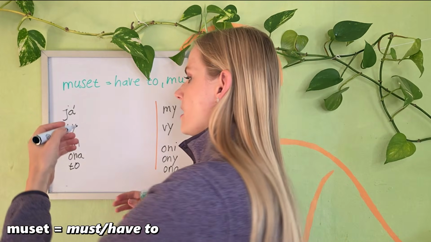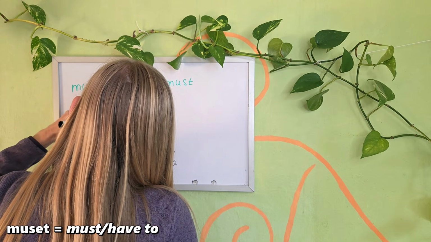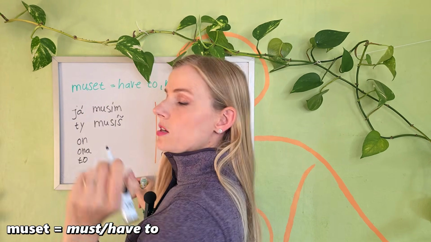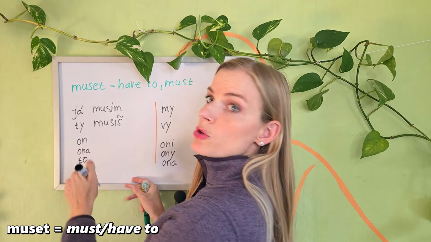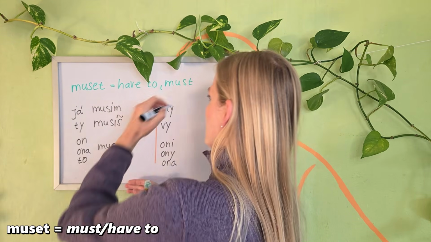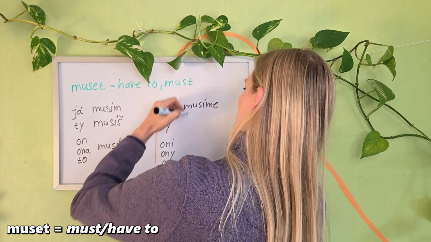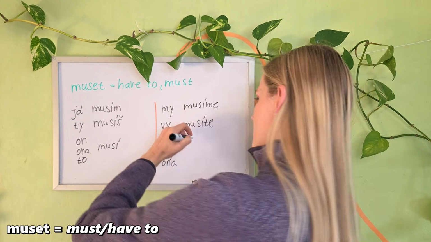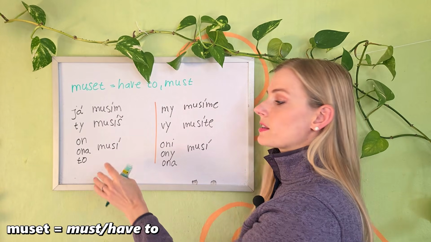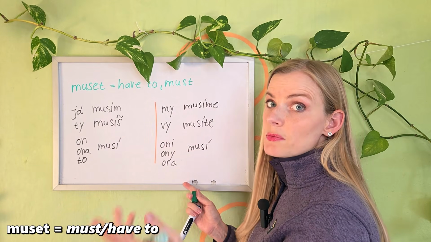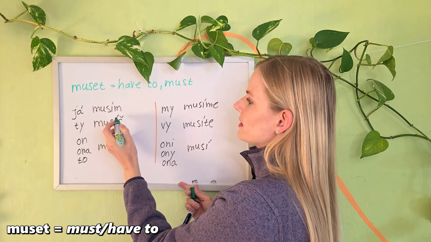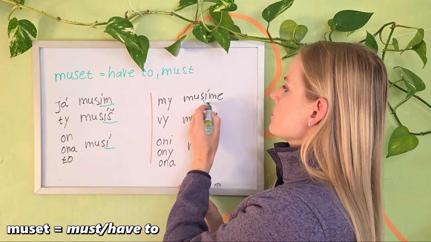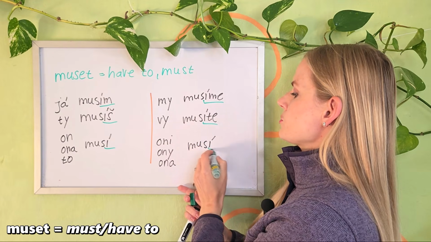I have to. Já musím. Ty musíš. If you know this, say this along with me. Help me. Ty musíš. Ona to musí. Musí. My musíme. Vy musíte. Oni, ona musí. You can see that these two forms are identical. That's typical for this group. So let's underline the endings. Musím, musíš, musí, musíme, musíte, musí.